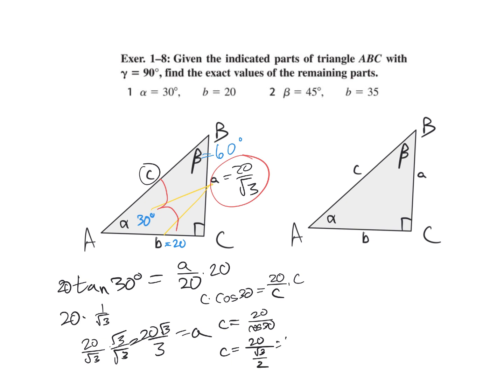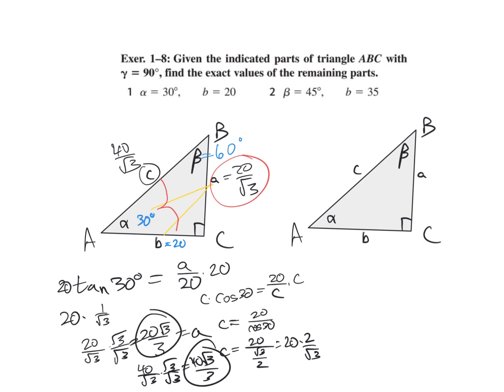Okay, so that would be 20 times 2 over the square root of 3, or 40 over the square root of 3. Okay, and what is that? You have to rationalize it. So 40 over the square root of 3 times the square root of 3 over square root of 3, and you get 40 square root of 3 over 3. All right, so those are your actual answers for A and C and beta, sorry.